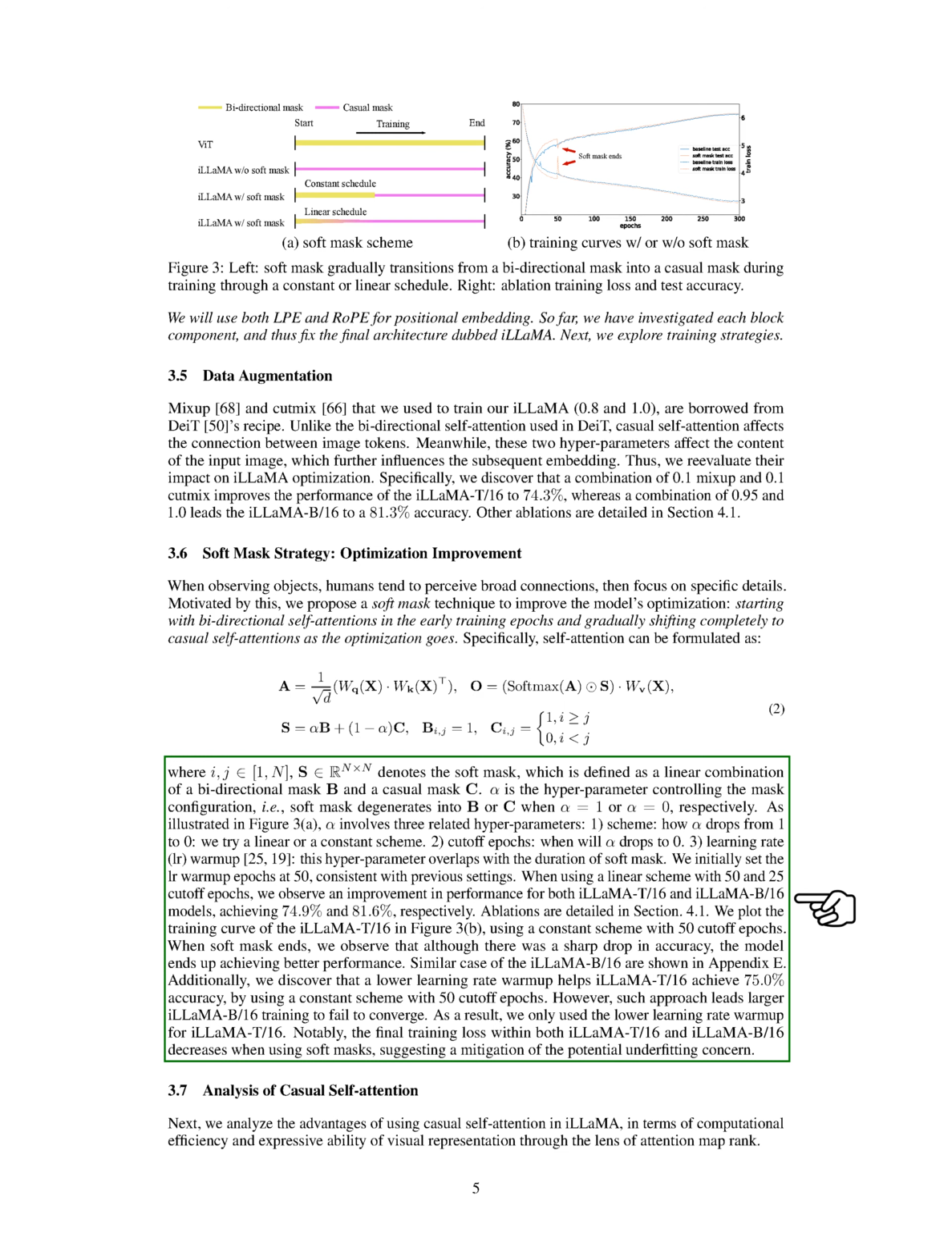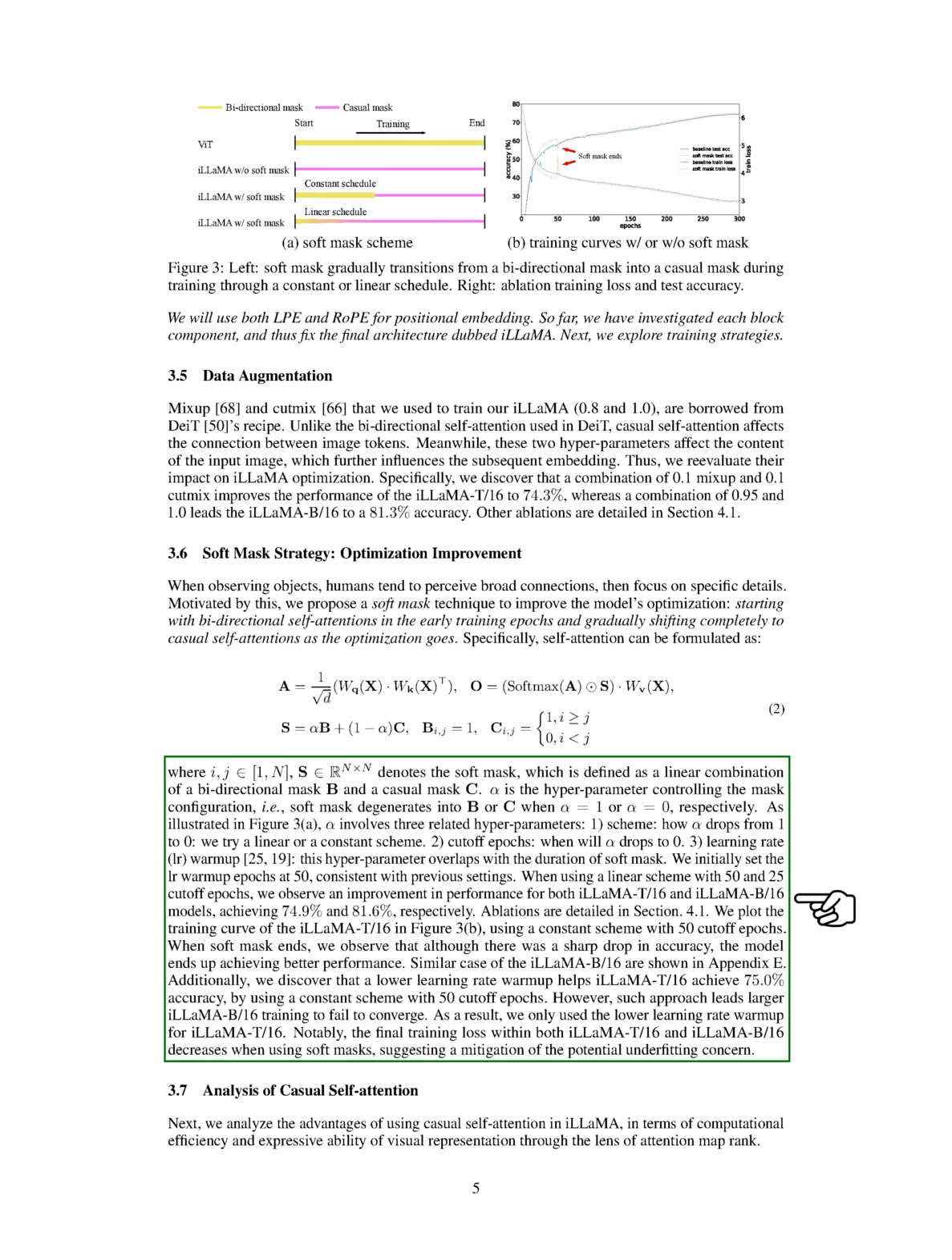Lowering the learning rate warm-up further improved iLLaMA T16 accuracy to 75.0%, but caused the larger iLLaMA B16 training to fail to converge. Overall, using soft masks reduced the training loss in both models, addressing potential underfitting concerns. Section Summary. In this section, we explore the use of positional embeddings in ViT models, comparing learnable positional embeddings, LPE, and rotary positional embeddings, RoPE. By combining both LPE and RoPE, we introduce the iLLaMA architecture, which enhances the accuracy of ViT models. Additionally, we propose a soft mask strategy to optimize model training, gradually transitioning from bidirectional to causal self-attentions, leading to improved performance in iLLaMA T16 and iLLaMA B16 models.